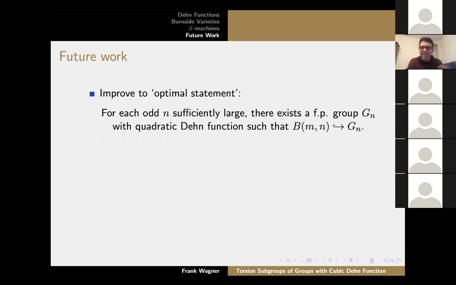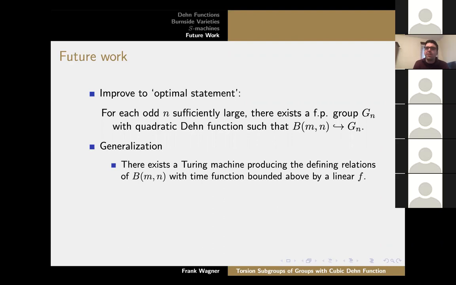I want to generalize this embedding. What properties did I use about the free Burnside group that were necessary to make this embedding possible? Well, I kind of brushed this one under the rug, but I can find a Turing machine which produces the defining relations of B(m,n) with time function bounded by some linear function. You can definitely write a Turing machine that will produce W to the n for any W, and you can imagine that it would do each W to the n in time bounded by some constant times the length of W. We need that specific thing to happen here because that's how I bound the width and the length of those computations.